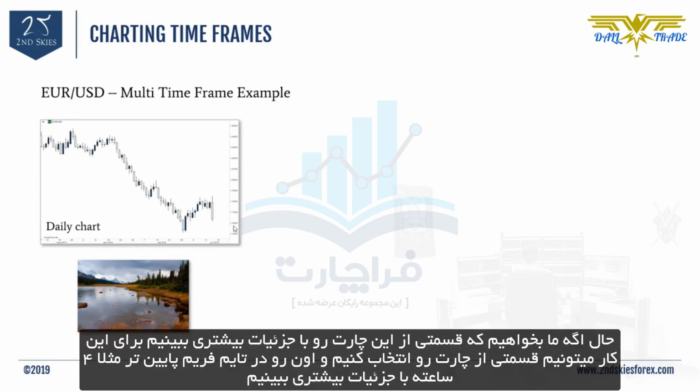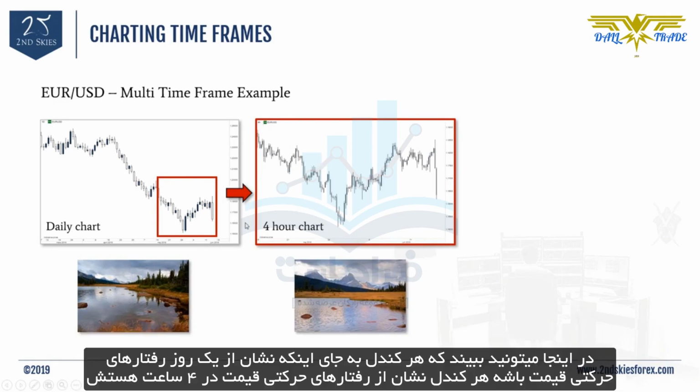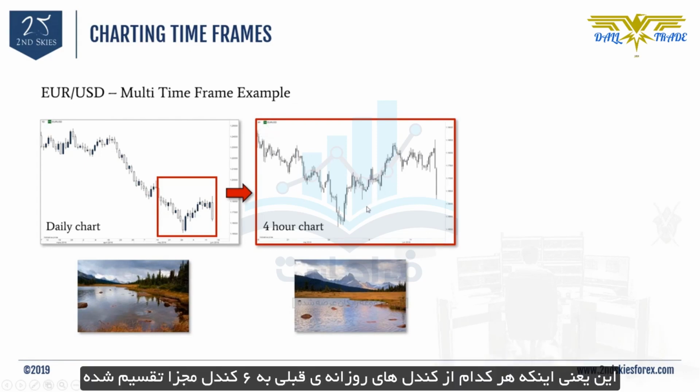And if we want to view a portion of this context in greater detail, we could, for example, magnify an area like this. So this red box, if we magnify this and look at this price action in the 4-hour chart, you can see that instead of each bar being made up of 1 day of price action, because it's a daily chart, each candle here is made up of 4 hours of price action. And naturally, this means you have 6 candles per day. So each daily candle is broken down into 6 individual 4-hour candles.